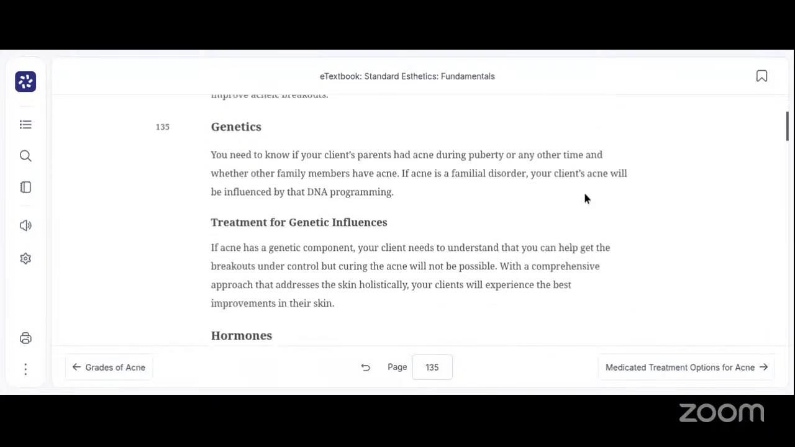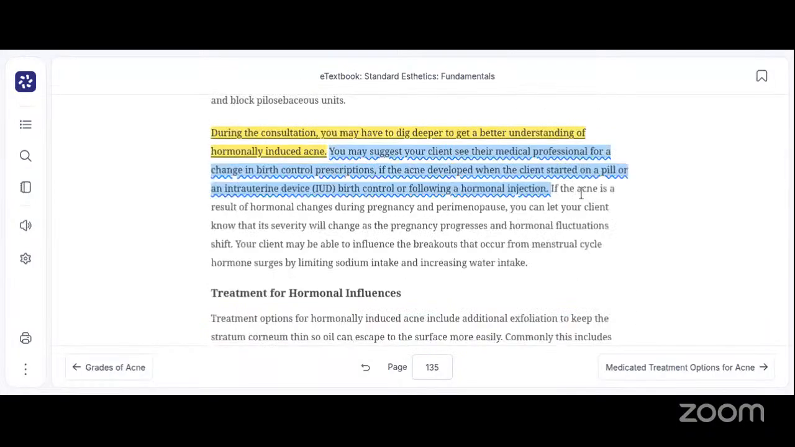Okay. And so there are some areas that I highlighted pertaining to consultation. And it says dig deeper. That's all I want you to do, is dig deeper. Okay.